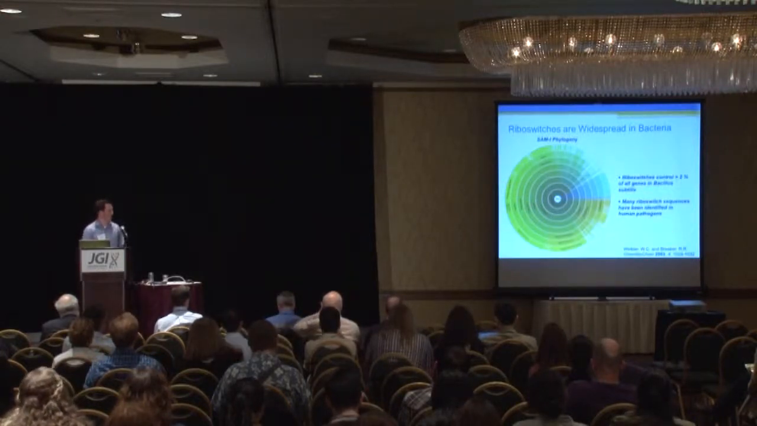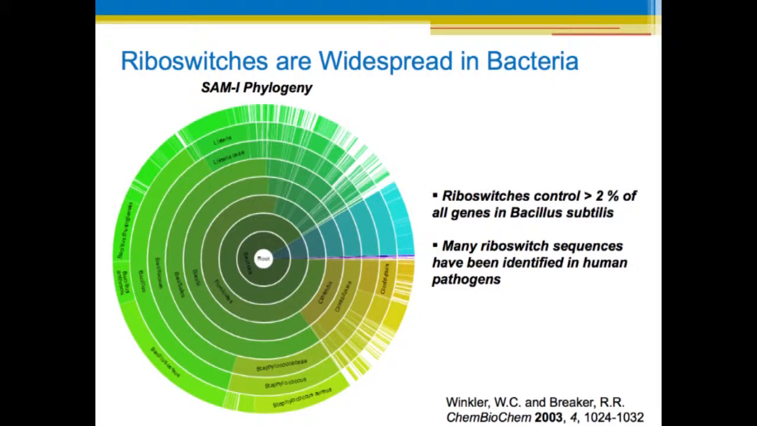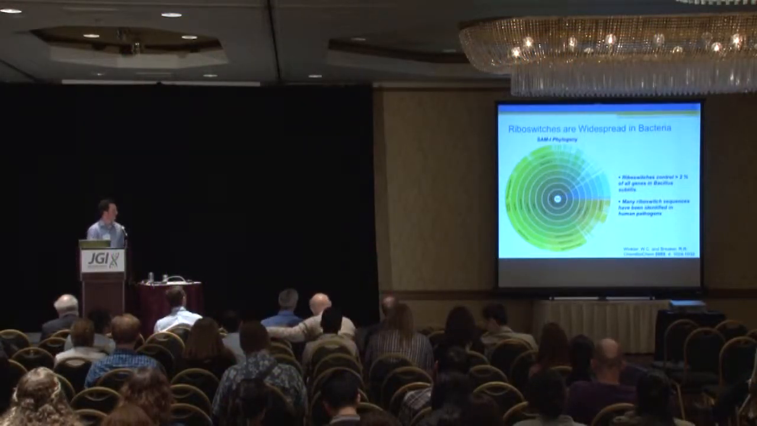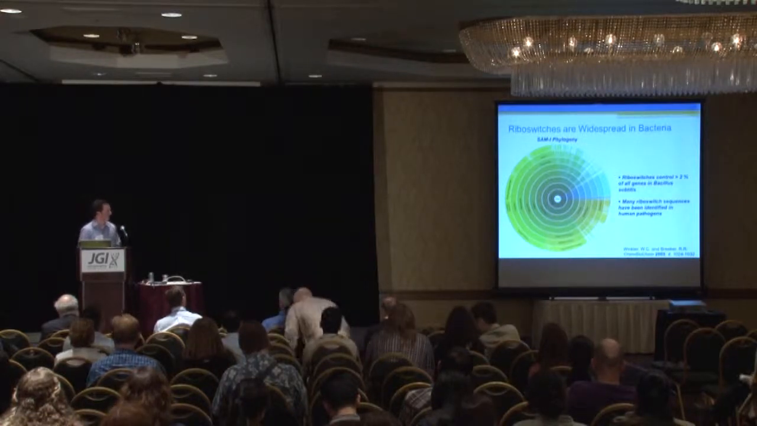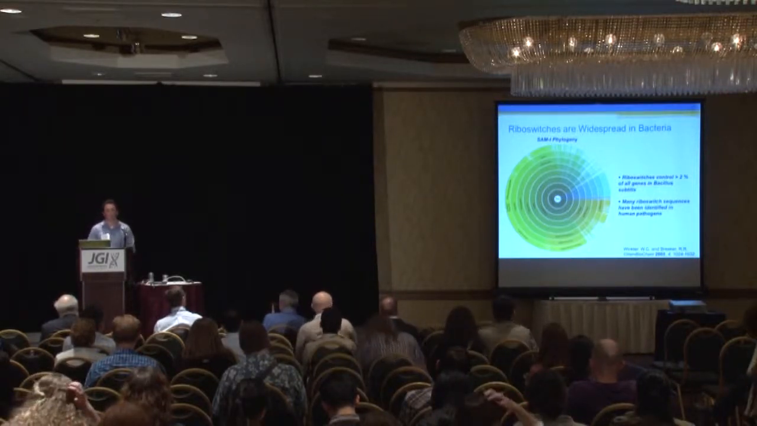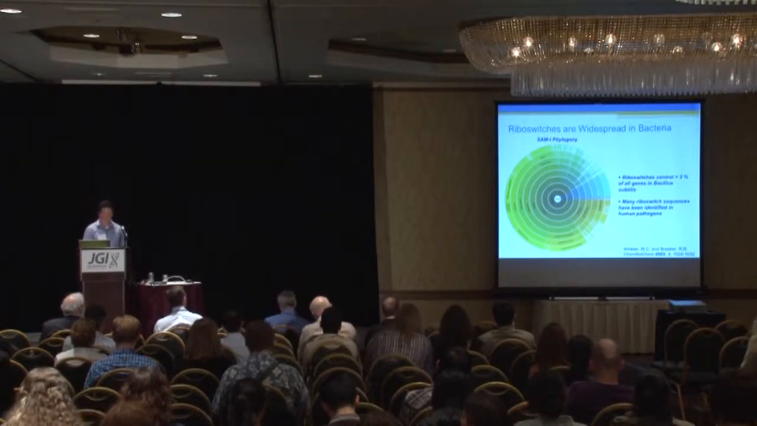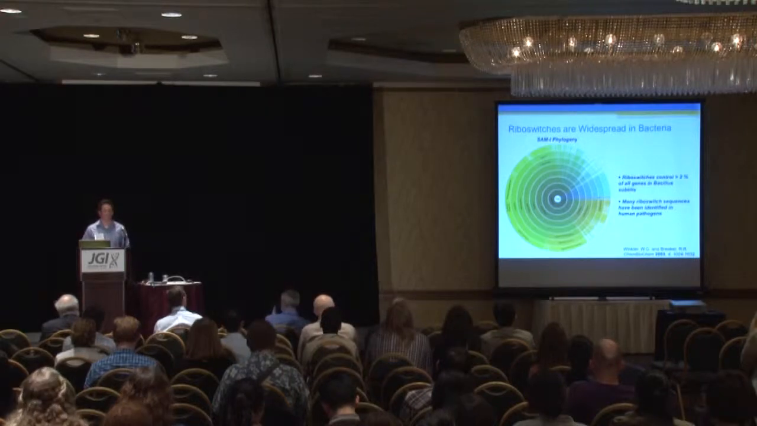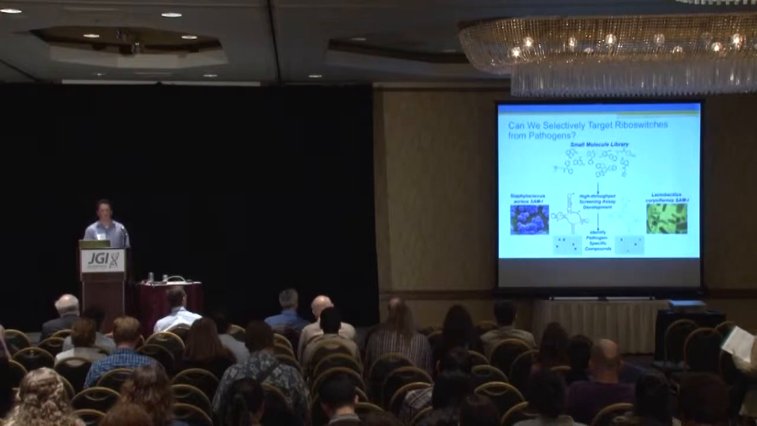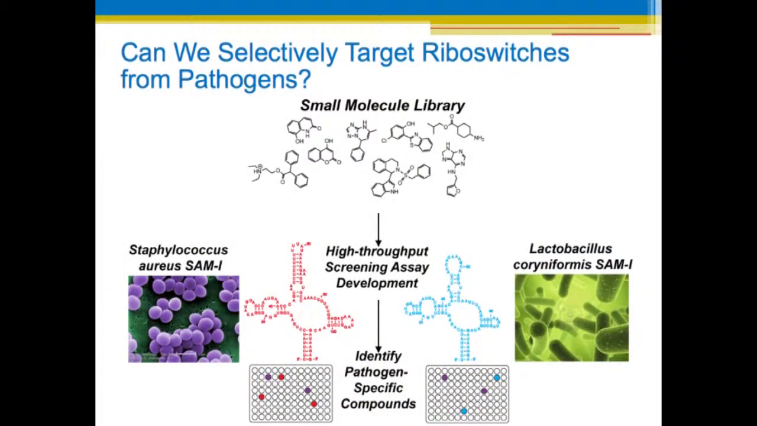Thanks to the very large amounts of genomic sequencing data we now have, it's pretty well understood that riboswitches are a widely utilized genetic regulation strategy in bacteria. This is a representation of the phylogenetic map of a certain class of riboswitches known as SAM1. We know that riboswitches control greater than 2% of all genes in Bacillus subtilis, and they've also been identified in many human pathogens. So we can think about developing broad spectrum antibiotics that target a riboswitch class in all bacteria, but it's perhaps equally interesting to think about selectively targeting riboswitches only in pathogenic organisms.